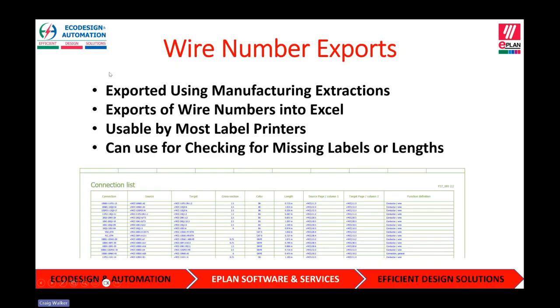So wire number exports can be exported using manufacturing extractions. That's again under the file manufacturing and then export labeling. Using that, you can export it to Excel. And from that Excel list, you can copy it to a template, or you can export it directly to the template if the template's in Excel, which will work with most label printers.